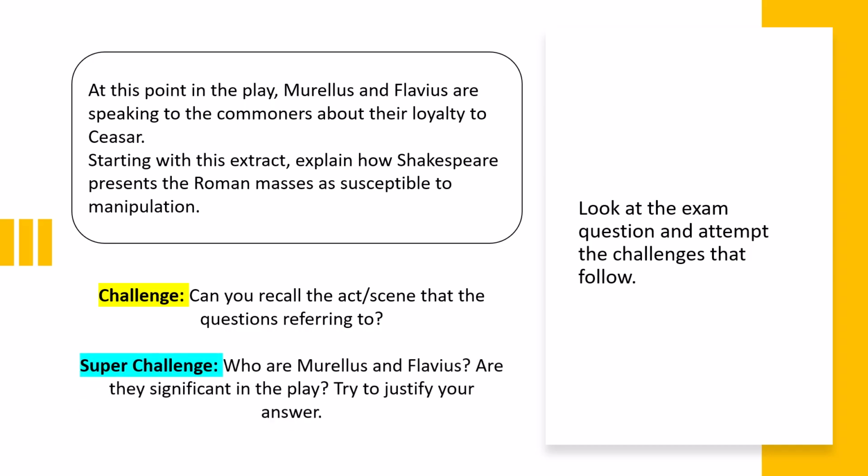Next, for our super challenge, I want you to think about the characters that have just been mentioned. So who are Murellus and Flavius, and are they significant in the play? Try and justify your answer.